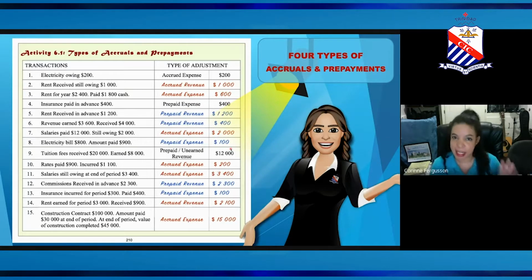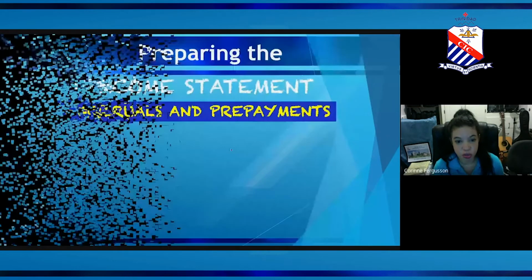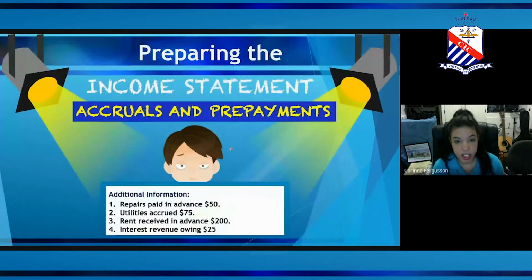Being able to identify which of the 4 it is. There's no way that you can do the income statement and the balance sheet with the accruals and prepayments if you can't first identify. So we spent a lot of time on that. So that is something that you really do need to get into. And then we go into the income statement and preparing the income statement.